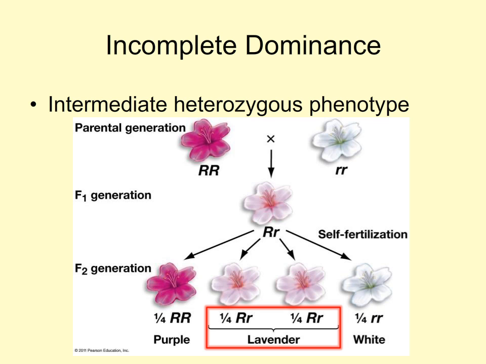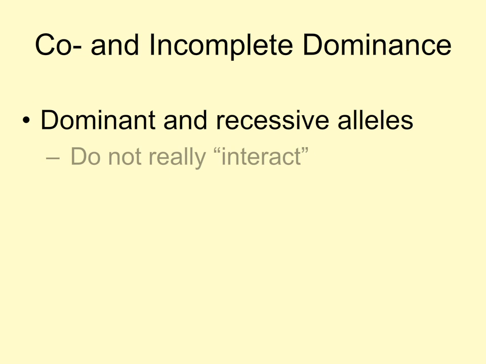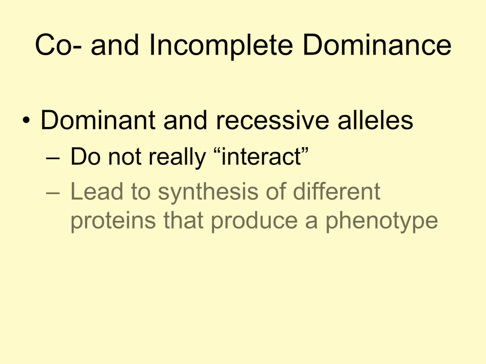It has one allele producing purple pigment and one allele that does not produce pigment. With just one allele producing pigment, it is not enough to make the flowers bright purple. Instead, enough pigment is produced to make the flowers light purple, or lavender. Co- and incomplete dominance demonstrate the molecular basis of alleles. In reality, alleles do not interact. Dominant alleles produce some type of product. Recessive alleles are usually defective and do not produce a viable product. That is why the dominant allele can express itself over the recessive allele.